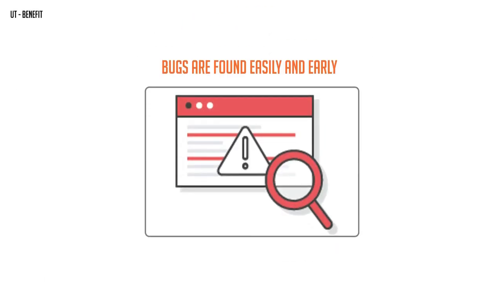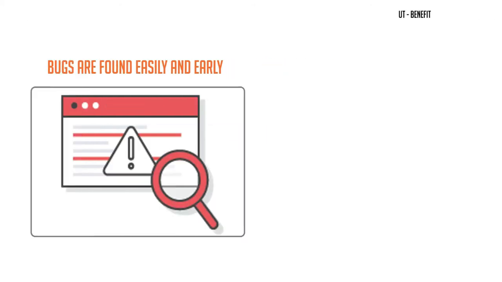Unit tests help you to find bugs easily and early. As you know, with time your code base grows larger, and when a failure occurs, with proper unit testing it becomes easy to pinpoint the location of failure.